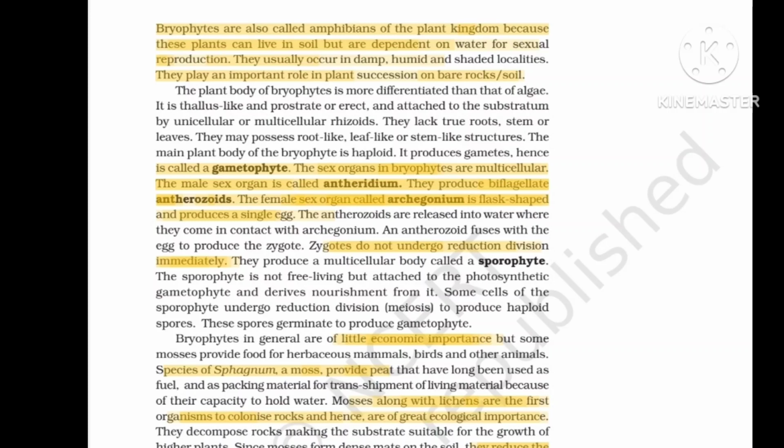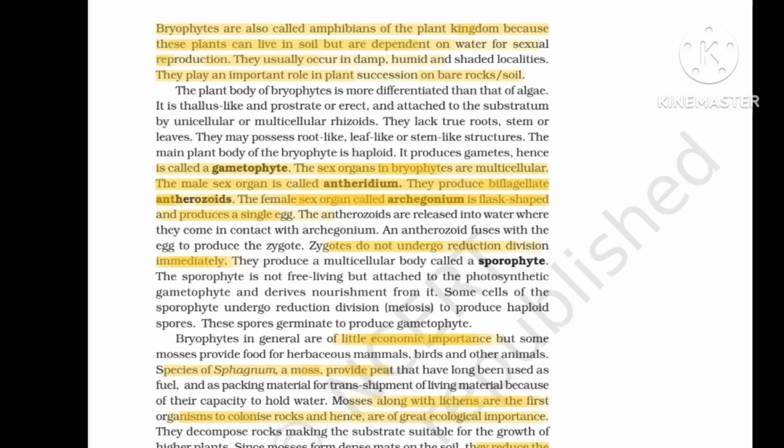The antherozoids are released into water where they come in contact with the archegonium. Then the multicellular body they produce is called the sporophyte. The sporophyte is not free living but is attached to the photosynthetic gametophyte and gets nourishment from it. Some cells of the sporophyte undergo reduction division to produce haploid spores, and these spores germinate to produce the gametophyte. They have little economic importance. For example, they provide food for herbaceous animals, and the species of Sphagnum produce peat, which is used for fuel or packing material.